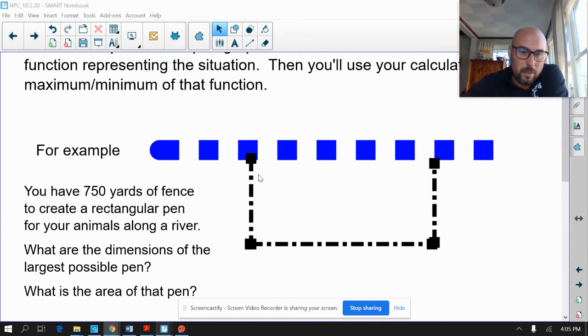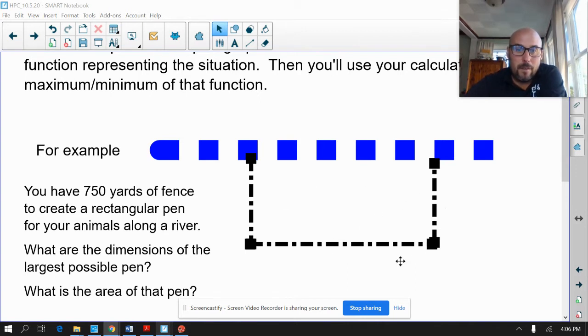And you're going to build this rectangular fence, but you don't need four sides because the river is acting as that fourth side. So what are the dimensions going to be so that you actually maximize the area of this pen? You could have this length be 1 yard long and this length over here be 1 yard long. So you've used 2 yards. That means this long piece would have to be 748 yards long.